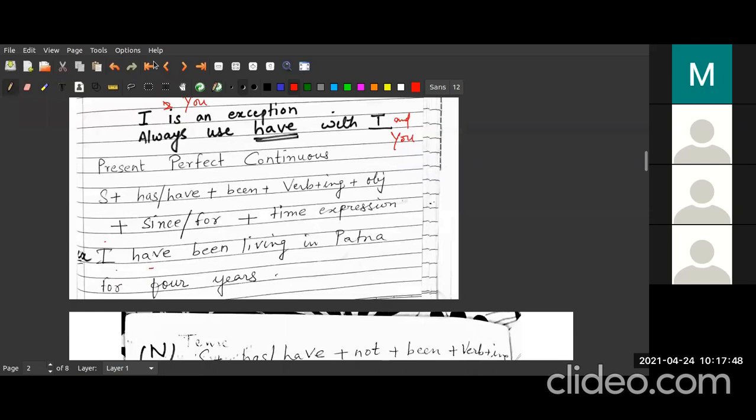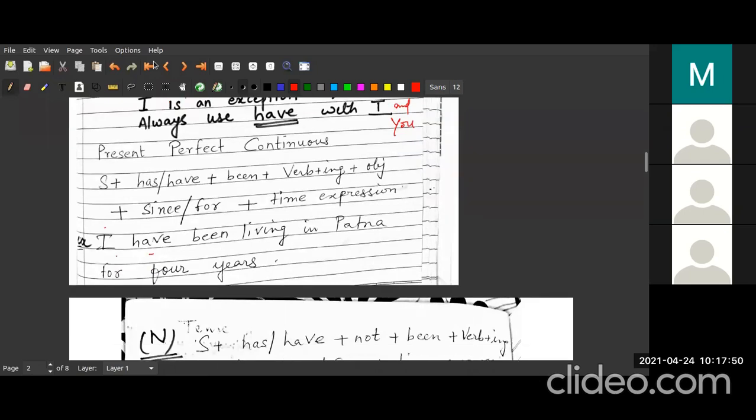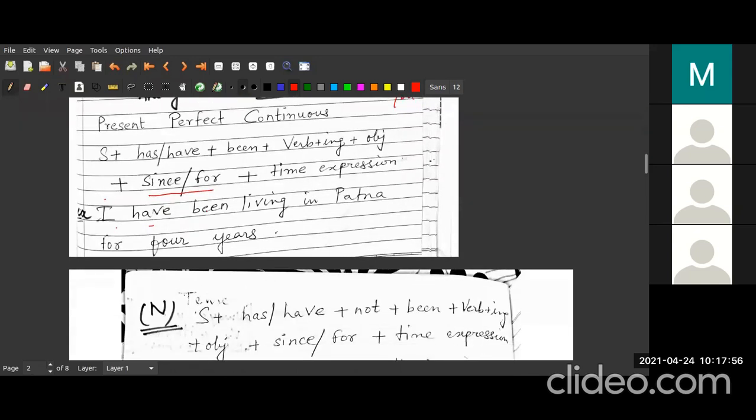So present perfect continuous, you always have to add since, for. Since, for के बिना हमारा sentence complete नहीं होगा. And some time expression.